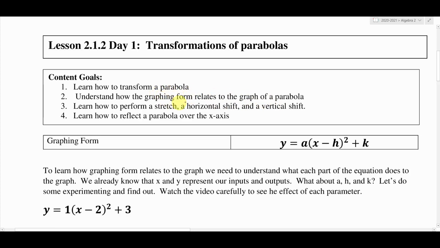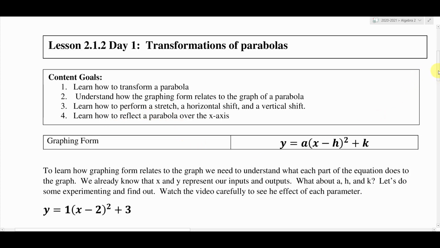So we talked about this graphing form yesterday and how to go from standard form to the graphing form. We also want to learn how to perform a stretch, horizontal shift, and vertical shift of a parabola. So we're gonna learn how to do those things today, and we're also going to learn how to reflect a parabola over the x-axis. All right.